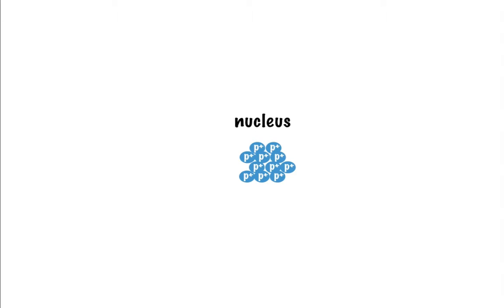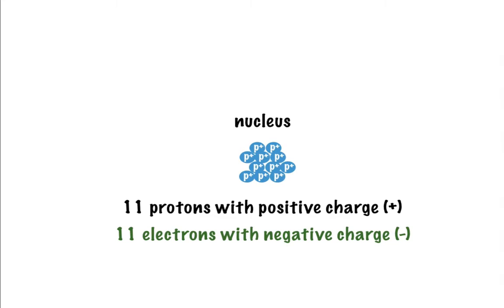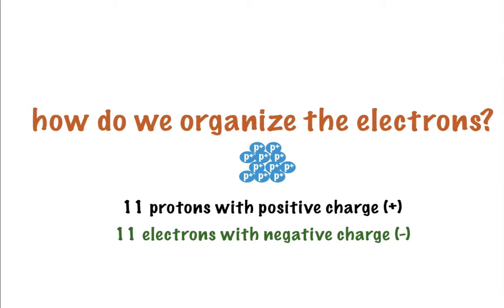So sodium has 11 protons, and those protons are located in the nucleus, and of course there's also neutrons there, but just for simplicity's sake I just drew in the protons. The protons are a positively charged particle, and again this is neutrally charged, so that means there's 11 electrons also. Now the question is how do we organize these electrons? Where are they located in the atom?